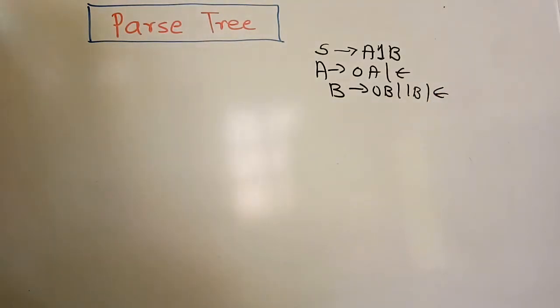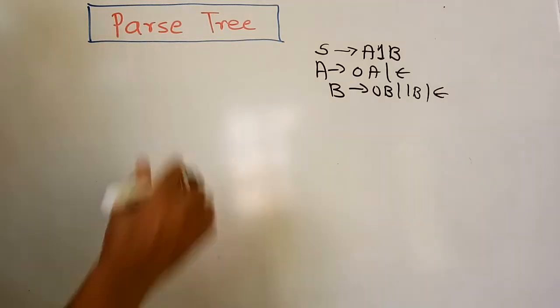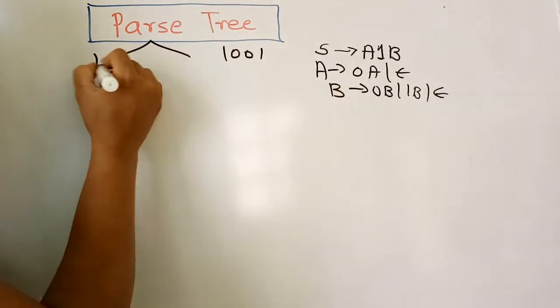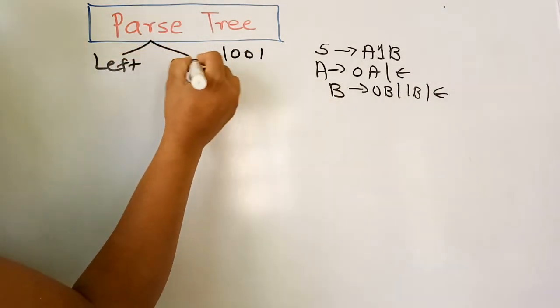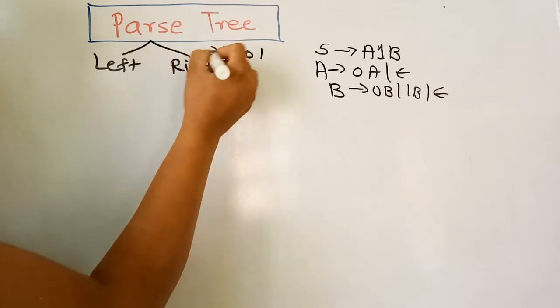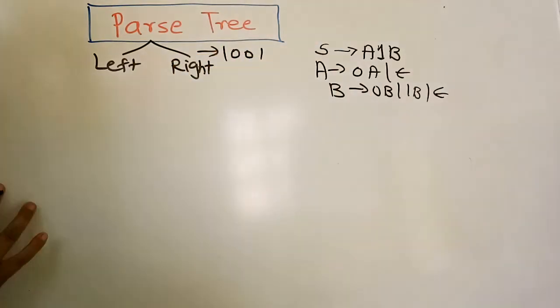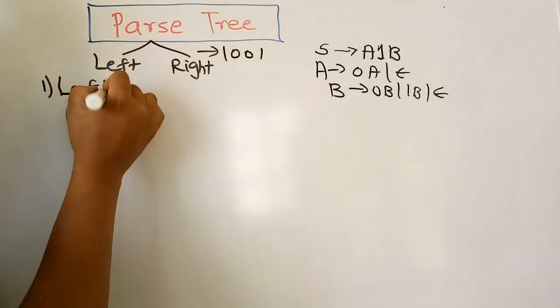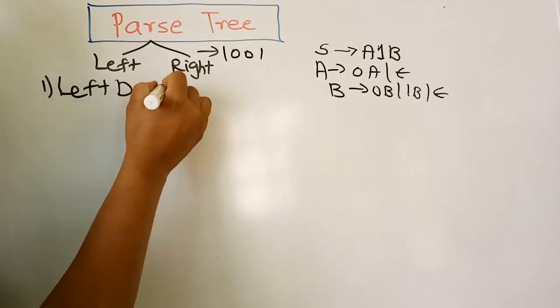So what is the question for us? Give the parse tree for the leftmost and rightmost derivation of the string 1001. There are two derivations, leftmost and rightmost, to derive the string 1001 from this grammar. So first of all, we will derive this for the leftmost derivation. So first of all, we will solve the leftmost derivation.